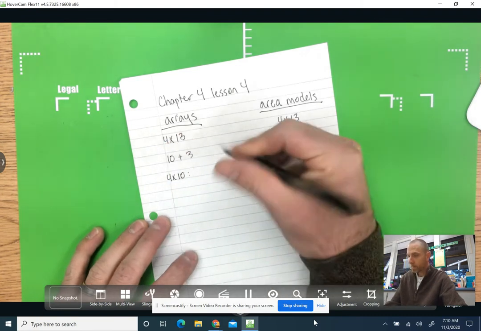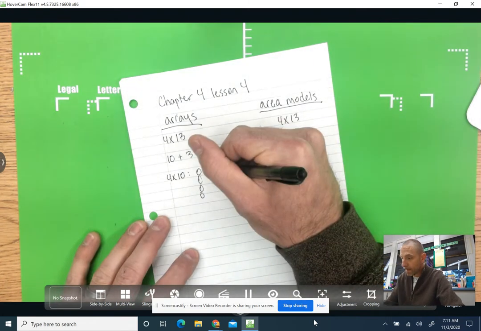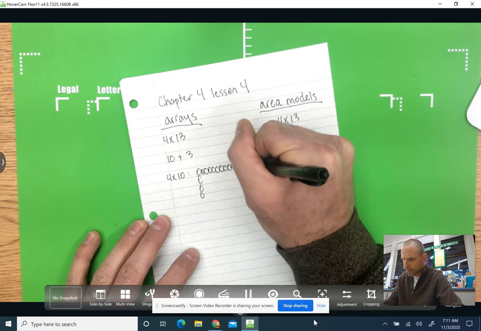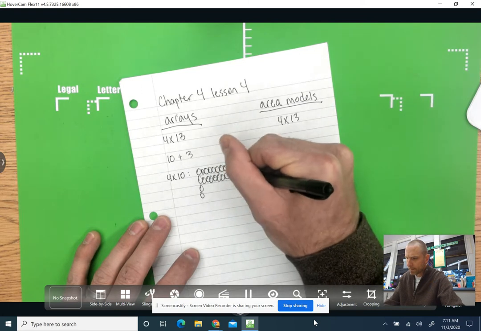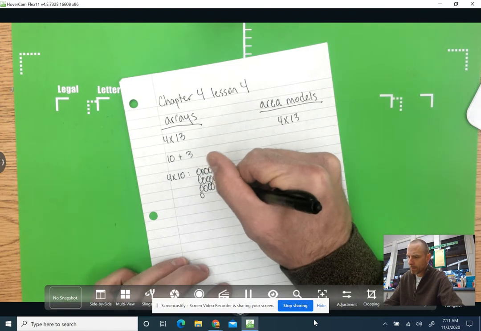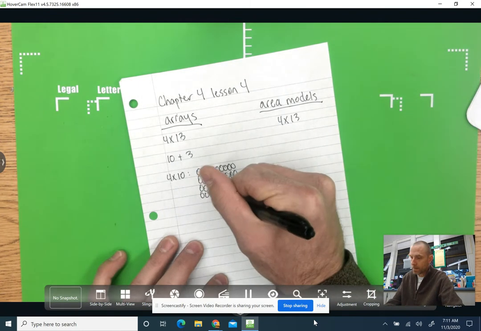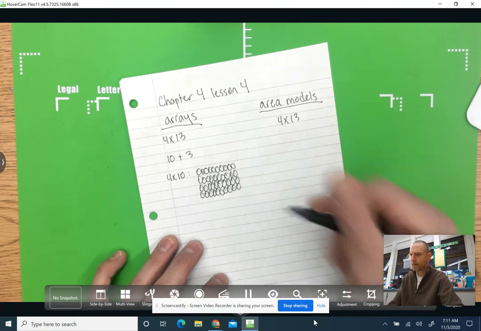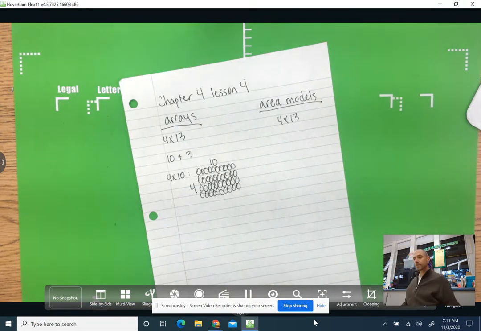okay? 4 groups of 10 would be 1, 2, 3, 4 groups, and 1, 2, 3, 4, 5, 6, 7, 8, 9, 10. We're just making 4 groups of 10. So that is 4 groups of 10.